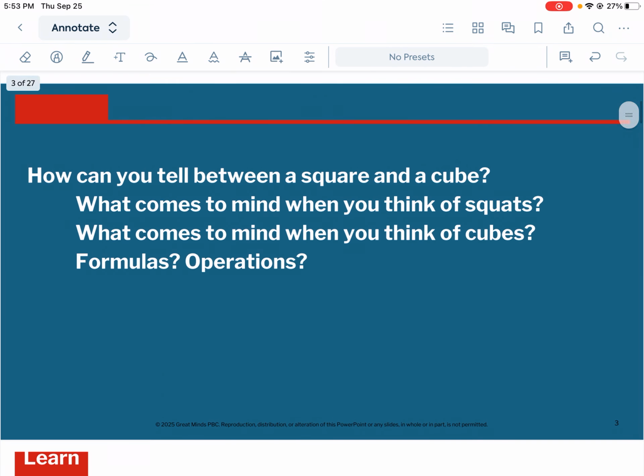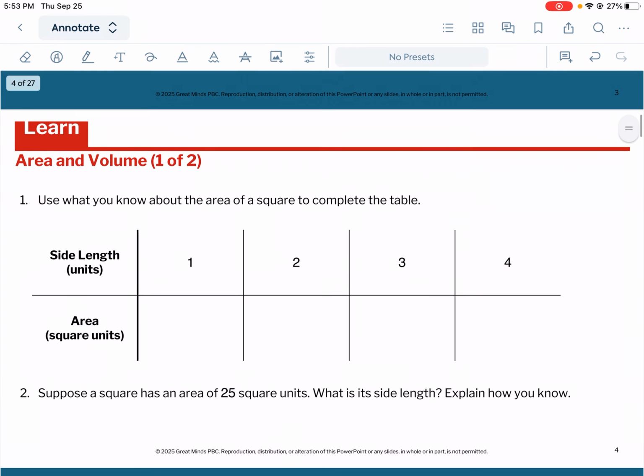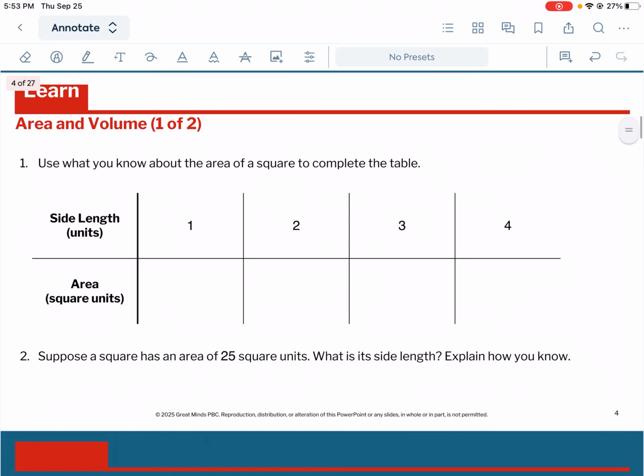In this lesson, we're going to figure out the best way to determine the difference between squares and cubes. This was our first activity here. It says use what you know about the area of a square to complete the table. I already gave you the formula x squared. So all that means is to plug in these given values here into this x squared formula.